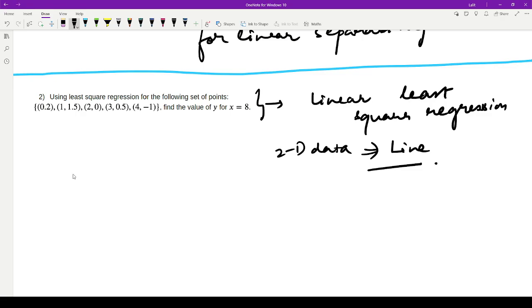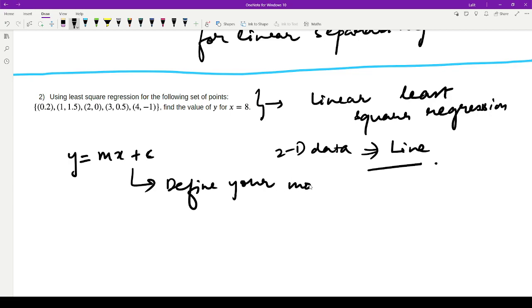Writing the error function and then finding the slope and the constant using gradients. Yeah, so first is the line model. You define your line model like this, right? Your slope and intercept. So this is the first step. You define your model for any regression task. Here we choose it to be a line.